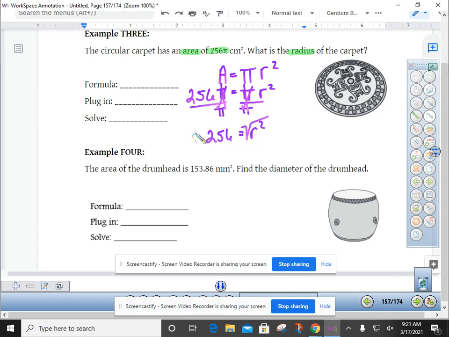Oh, you square root. Perfect. If you don't know what it is, you can put it in your calculator. Square root of 256. 16. The radius is 16. Is that what it's asking us for? Yes. Perfect.